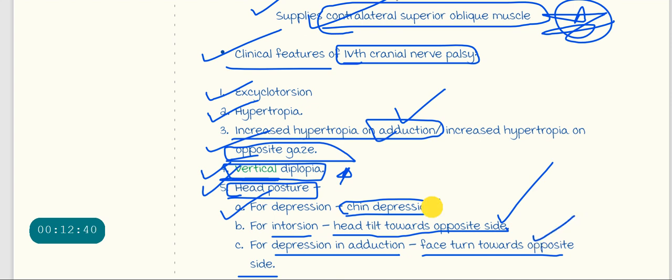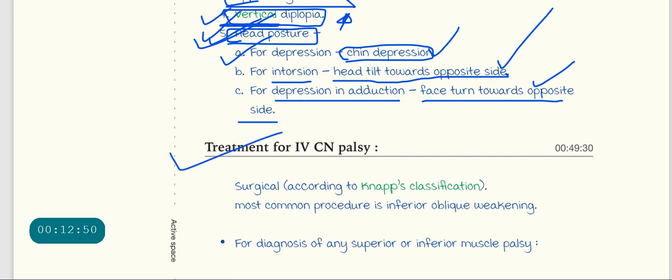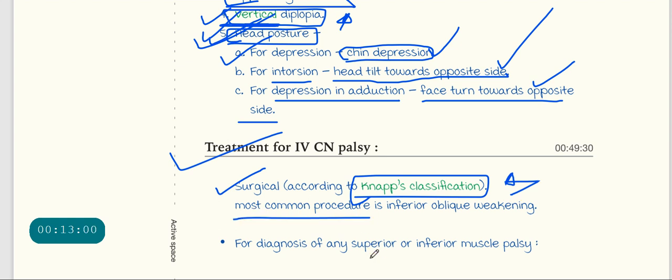Now coming to the treatment of the fourth cranial nerve palsy. The treatment is surgical and it is according to Knapp's classification. Very important. This is the most common procedure in inferior oblique weakness. Now, for diagnosis of any superior or inferior muscle palsy, what are we going to do?